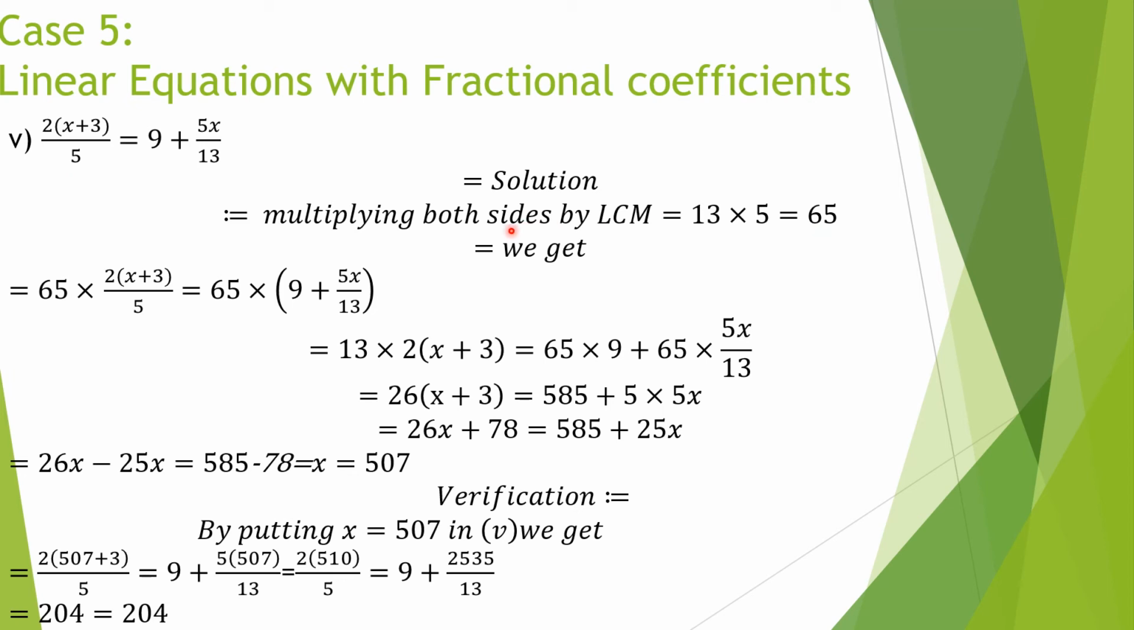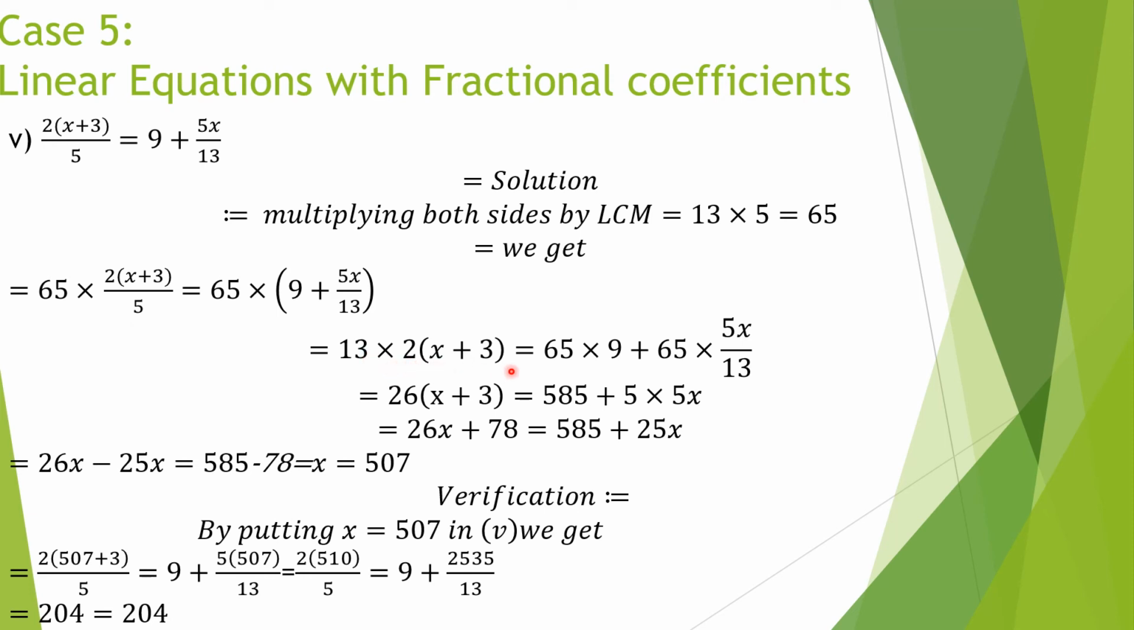Now by multiplying by the LCM, which is 65, we get 65 into 2 bracket x plus 3 upon 5 is equal to 65 multiplied by 9 plus 5x upon 13. We are writing in the bracket. Now 65 divided by 5 is 13. We get 13 into 2 bracket x plus 3.